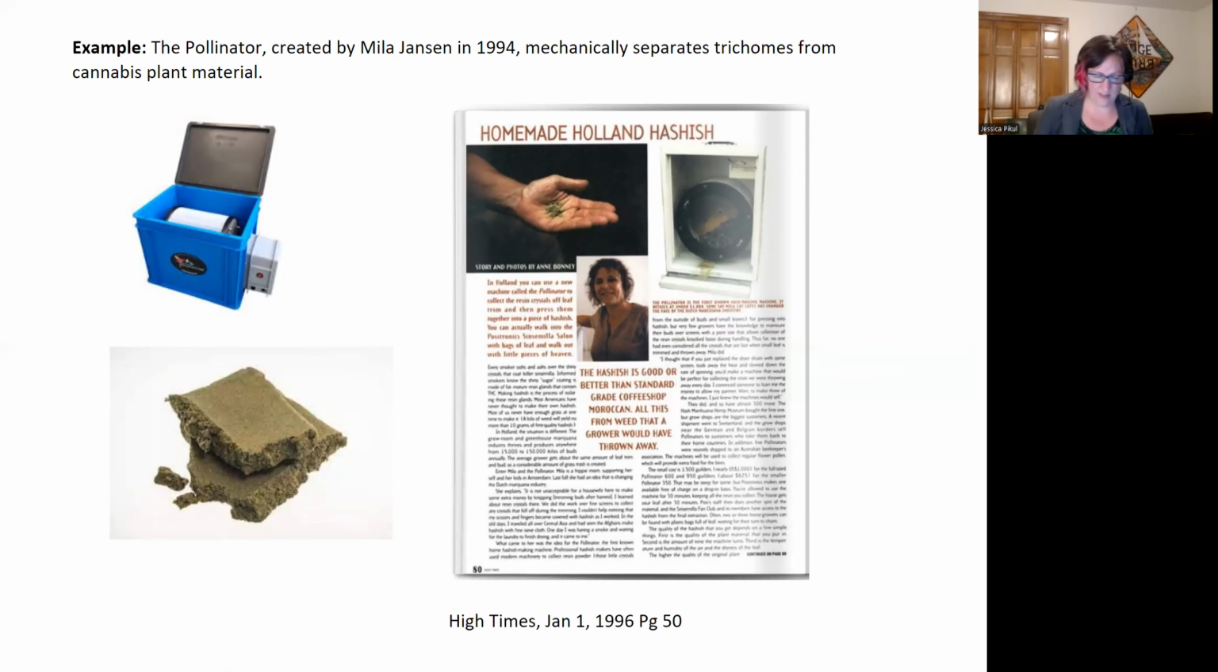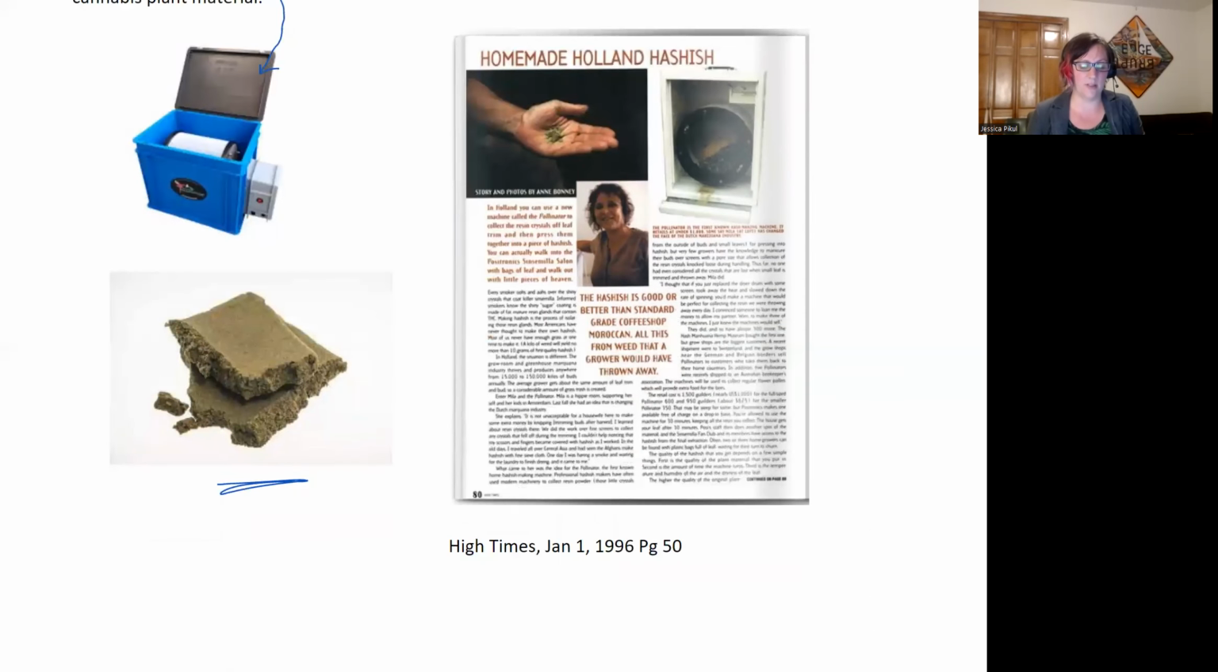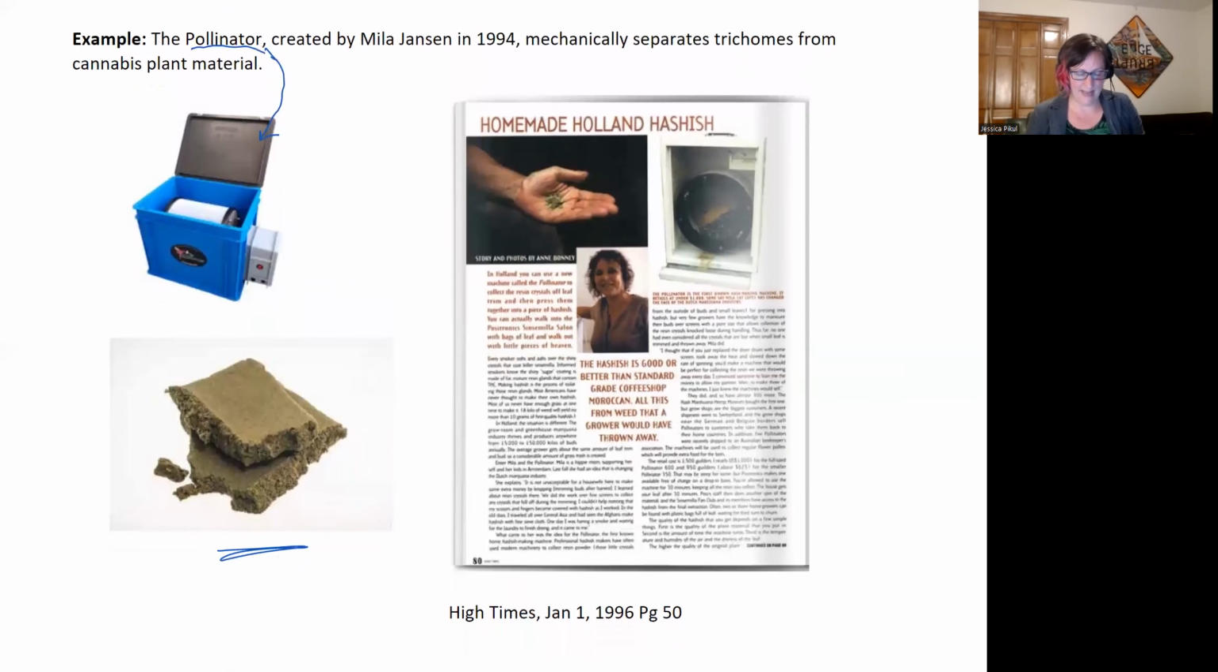And you can see here is the pollinator. It's what her first invention was. And she's had several things, right here. And it produces a hash that looks like this when it's pressed. This is the High Times article from 1996 about her innovation. And it's interesting because she completely innovated in a field where this was something you would have to manipulate by hand, and created a machine that could do it for people who were processing large quantities of plants.